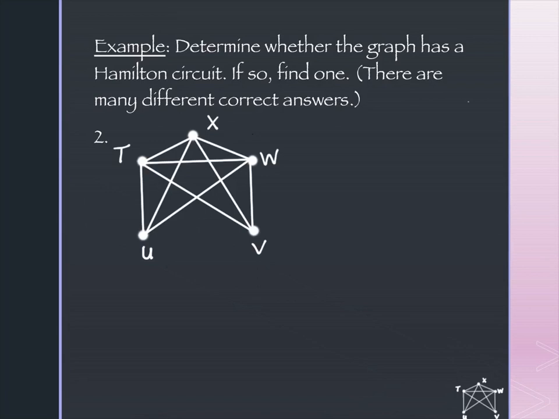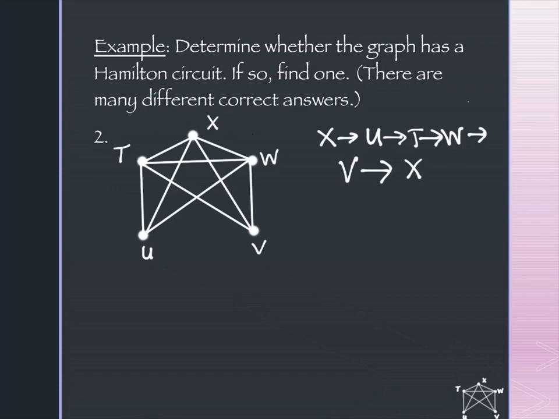So we need to start somewhere. Just because it's at the top, I'm going to suggest that we start at X. So let's try and start with X and see what happens. Where could I go after X? U. Okay, so we're going to go X down to U. U up to T. T to W. W to V, and then V back to X.